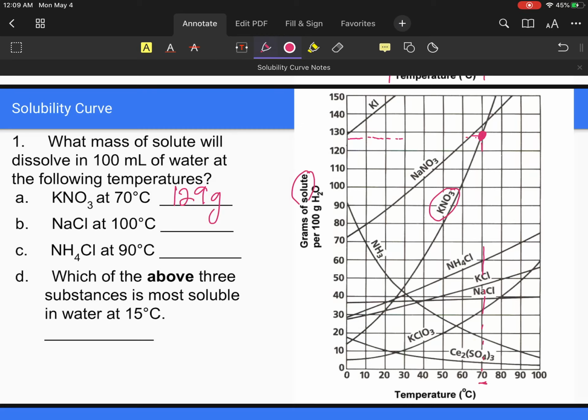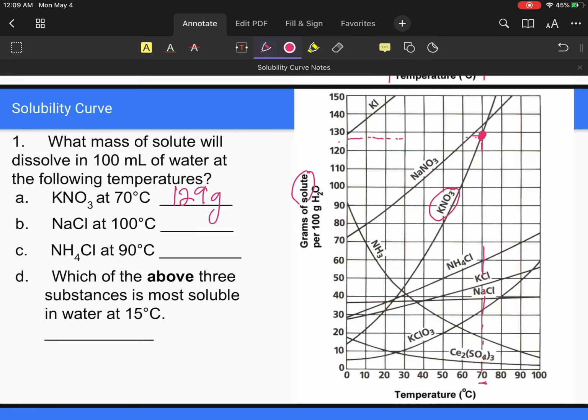Okay, it's close enough. So that's saying that if I heat my water up to 70 degrees, I can actually get 130 grams of this potassium nitrate to dissolve in my water. Okay, I'm not going to get any more. If I try to put 140 grams, it's not going to work. It's not going to dissolve.